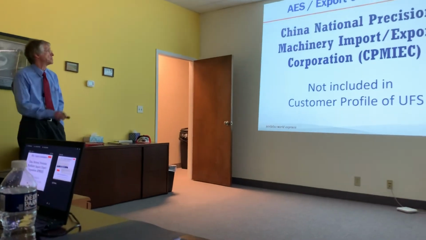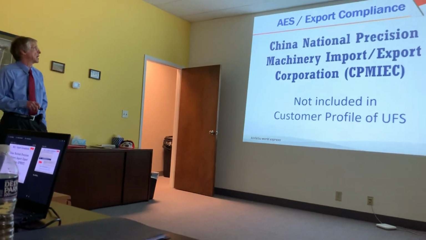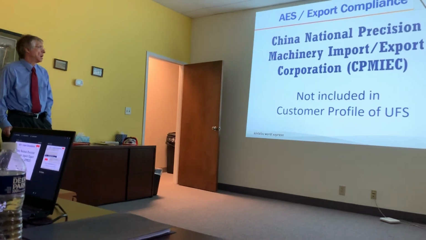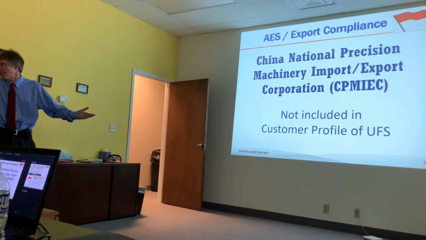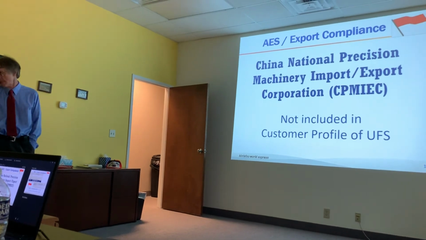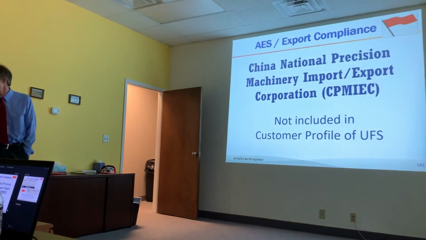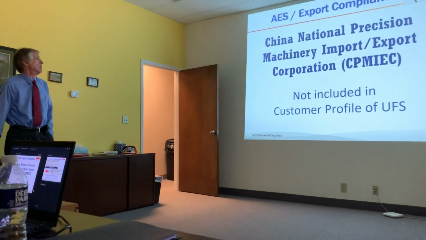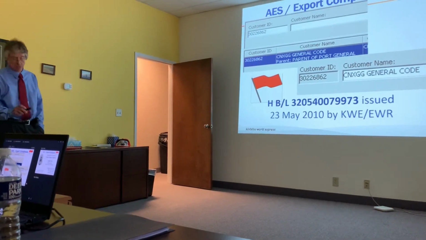But they handled this business, and you may ask, well, what's wrong with that? Well, the problem is it was going to this company here, China National Precision Machinery Import and Export. It wasn't in the customer profile of UFS. So what do you do if it's not in the customer profile? Well, if it's a shipper, you use a temp account. If it's a consignee, you use a general port code. And then you type in the name and address as needed. Well, that's what they did. They used the general port code.